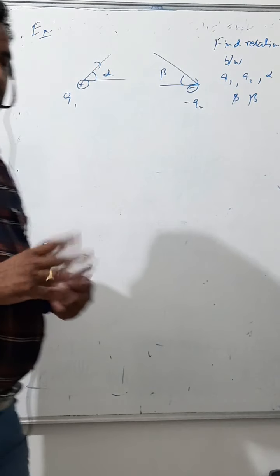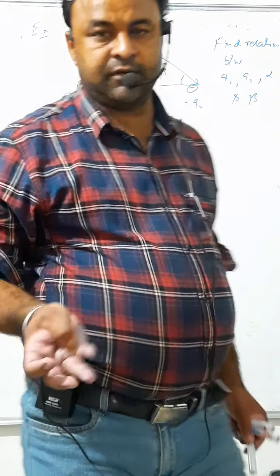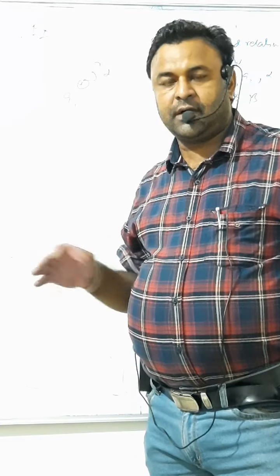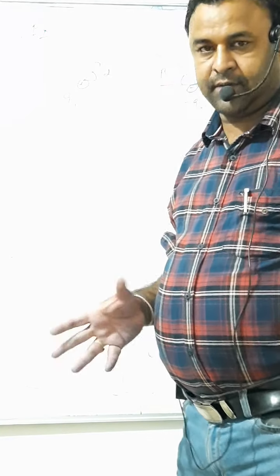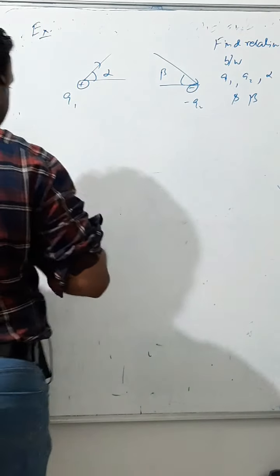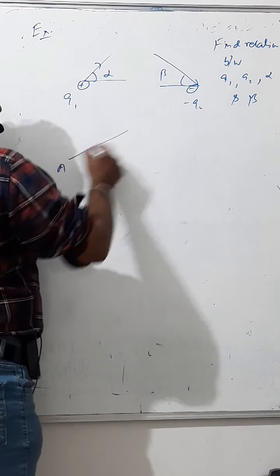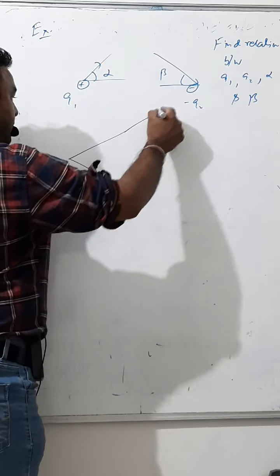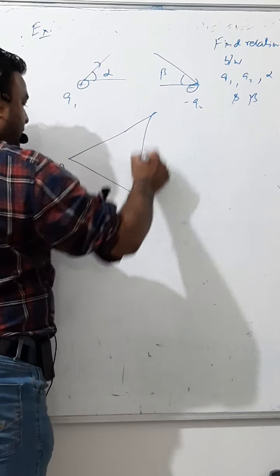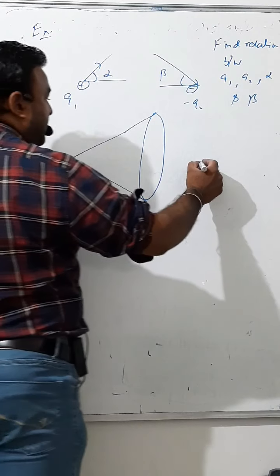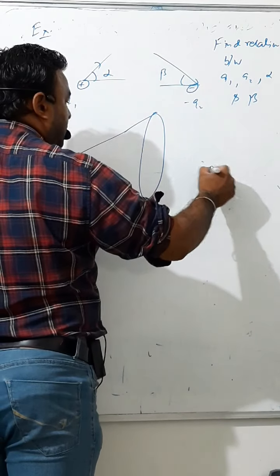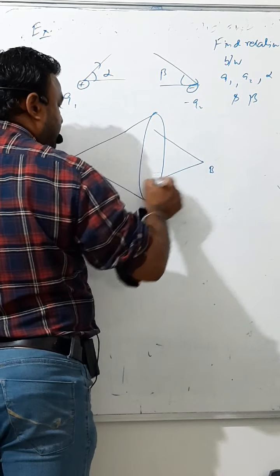Now, this is a general question. Q1, Q2, alpha can be given and beta can be asked, or Q1 can be given, alpha, any of the three can be given and the fourth can be asked. Now, how to deal with this question? For example, I take this point A and draw a cone. I take this point B and draw a cone.